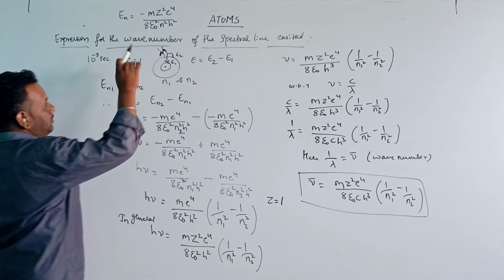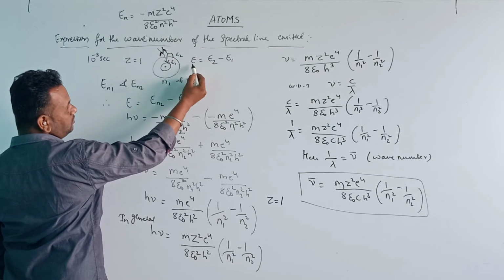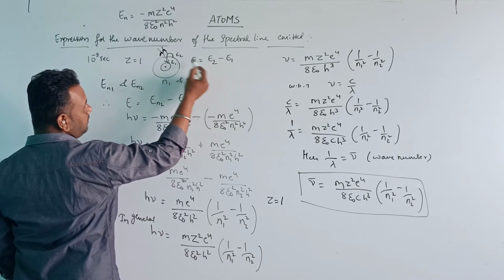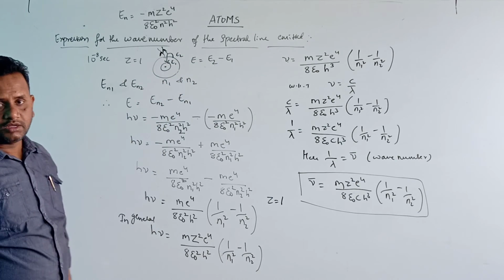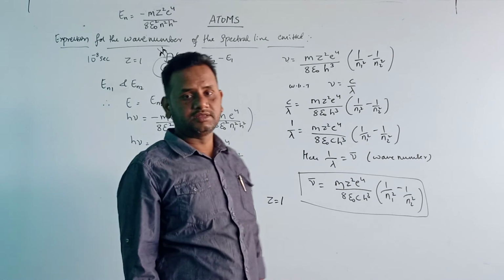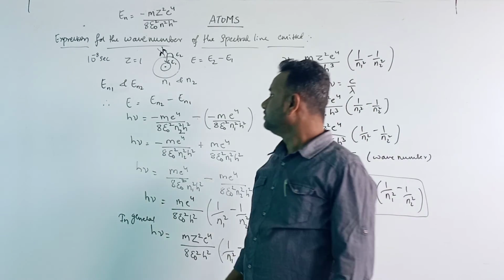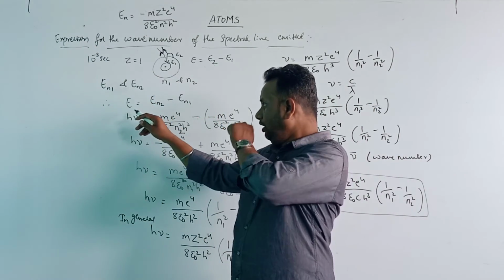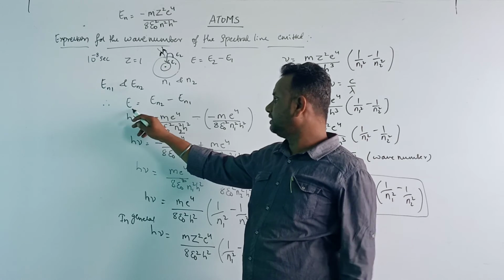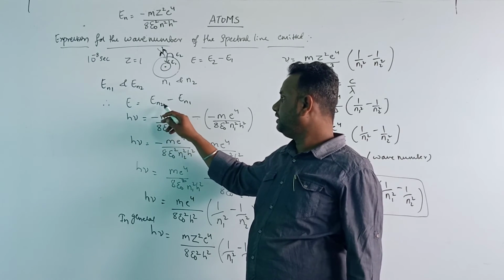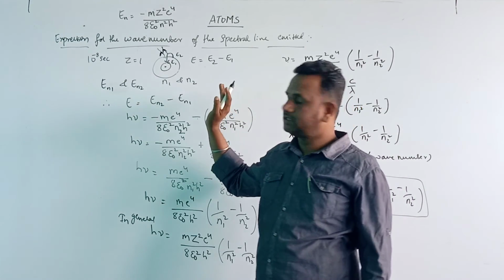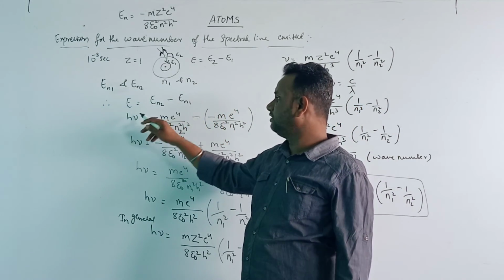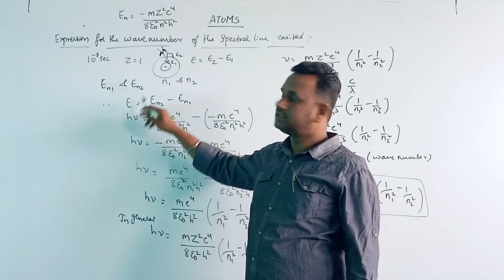Those photons' energy will be equal to E is equal to E2 minus E1. Say, for example, E2 and E1 are the energy levels of the second orbit and the first orbit. In general, n1 and n2 are the orbit numbers. So their difference will be the energy which is emitted here.